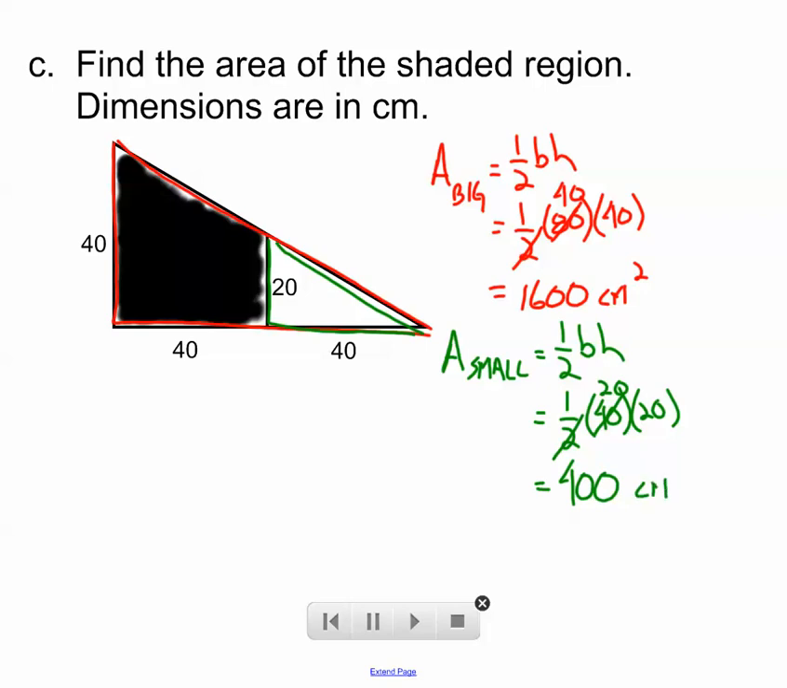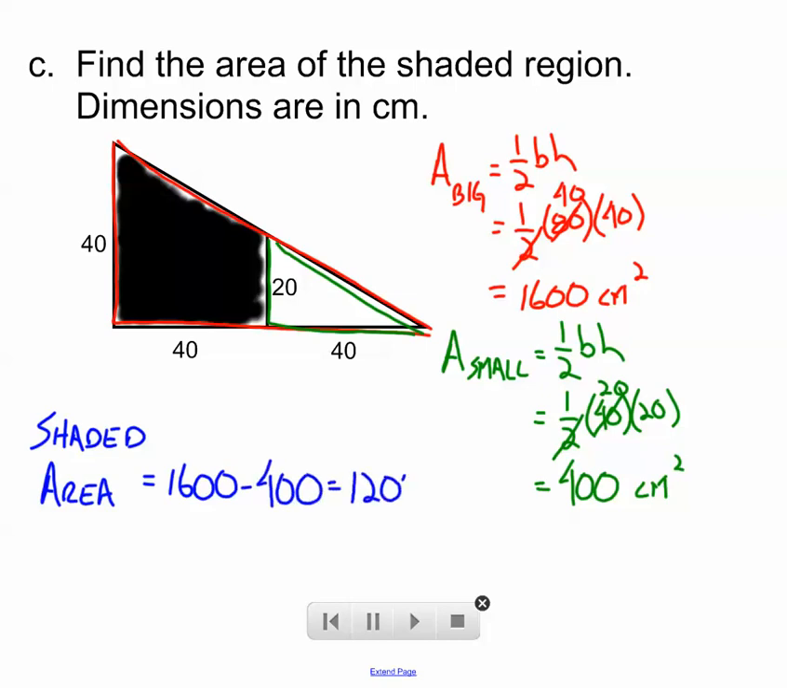So I said I'm chopping it off, separating it. And we should know that separation means subtraction. So the shaded region here, the shaded area, would be the big triangle minus the small triangle. So 1600 minus 400, which is 1200 centimeters squared. So a little bit different than the first two we did where we added the areas, and hopefully you see how this one's different. We're subtracting an area because there's a piece missing, a piece that we don't need the area of.